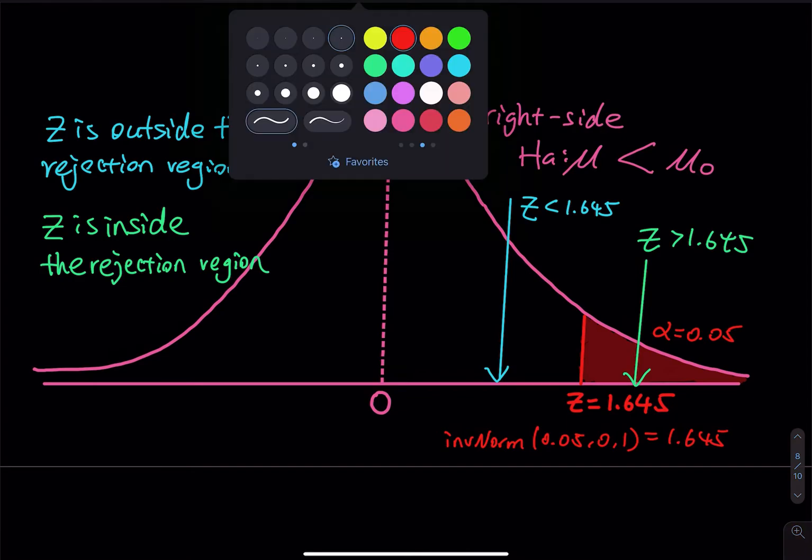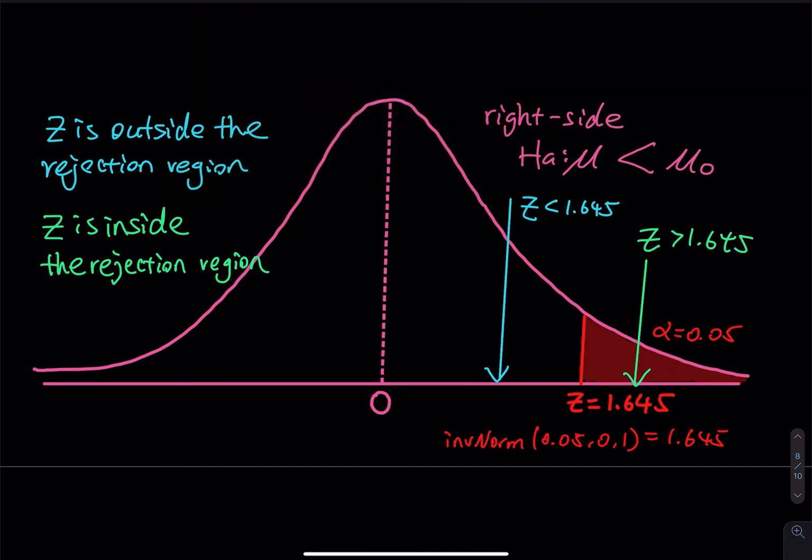What is the corresponding p-value of the green Z? The p-value is right over here, from the green Z all the way to positive infinity. So since the green region is less than the red region, therefore the p-value is less than alpha, we reject the null hypothesis. So that's for the green.